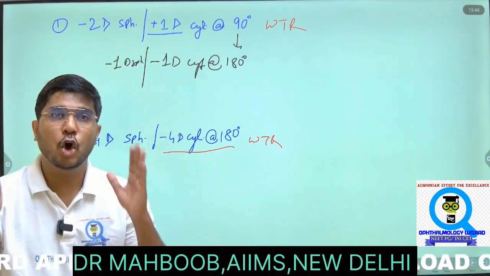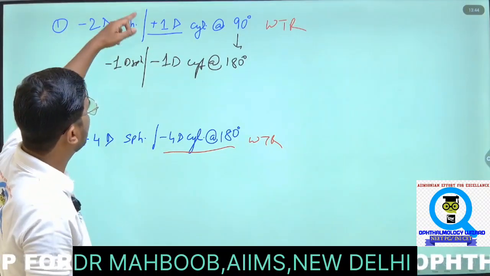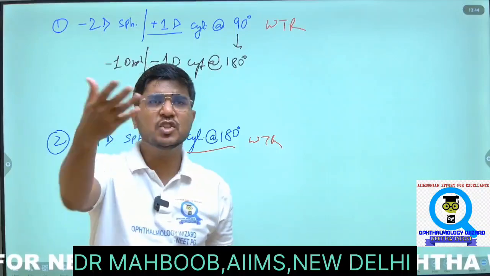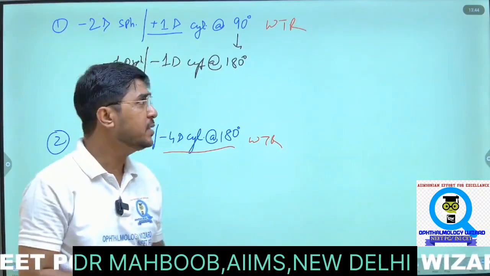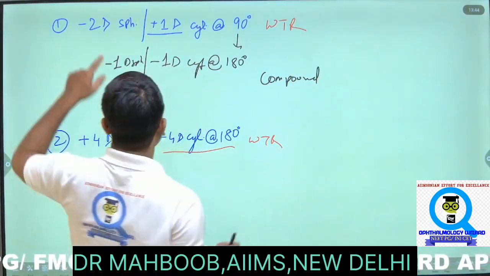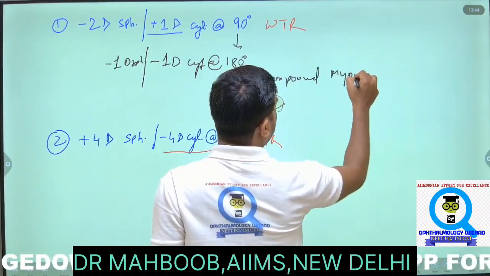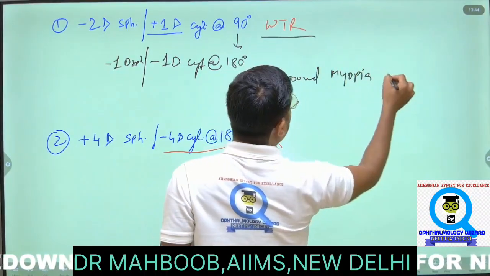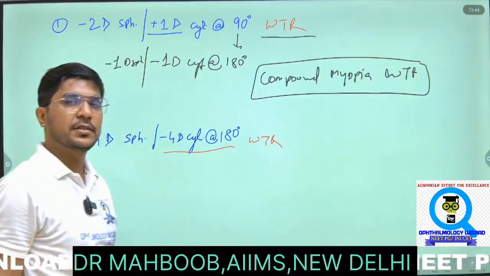Now you have to look only at the spherical part. See this spherical part. Can you see any zero here? That means it is not simple. It is compound. What is the sign of this? Both are negative. And this is with the rule. So this is the complete answer.